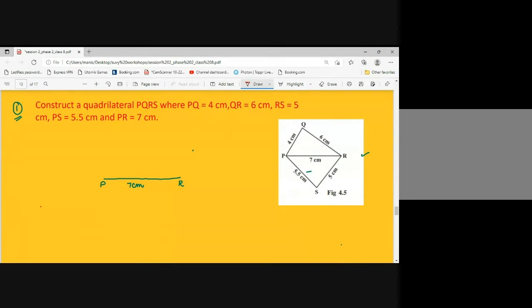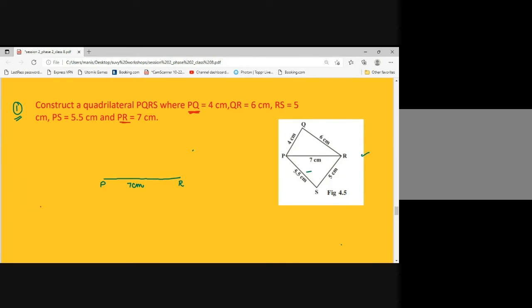Now, Arohan, you can see you have drawn PR of 7 centimeters. Then from P, see which are the lines: PQ and RQ. So we will open a compass with a 4 centimeter radius, place the compass at P and draw an arc of 4 centimeters. Drawn?